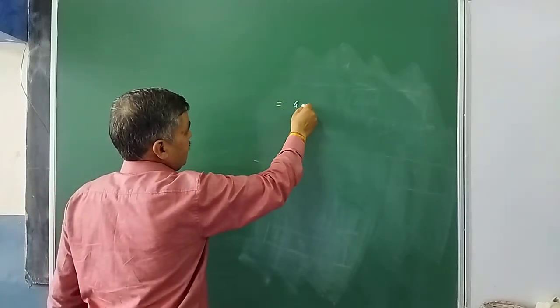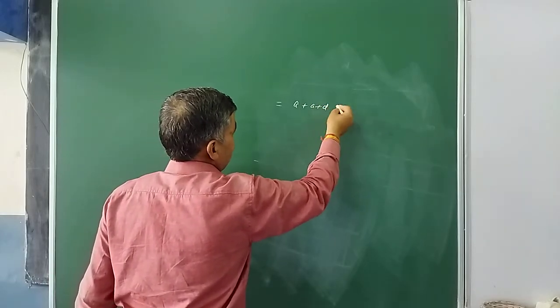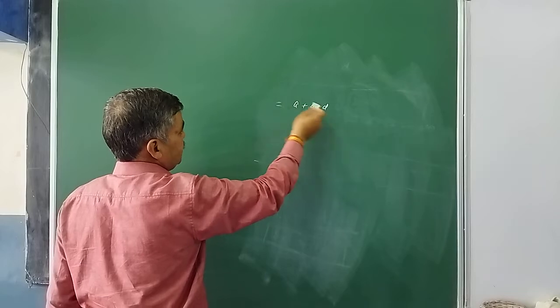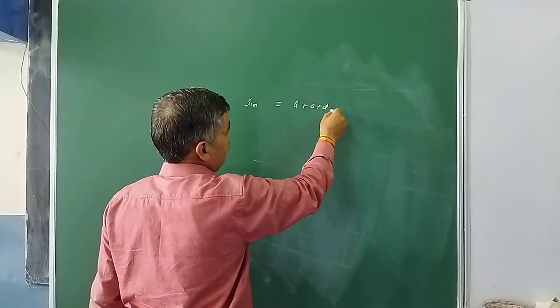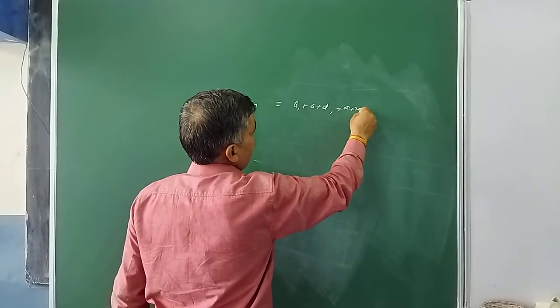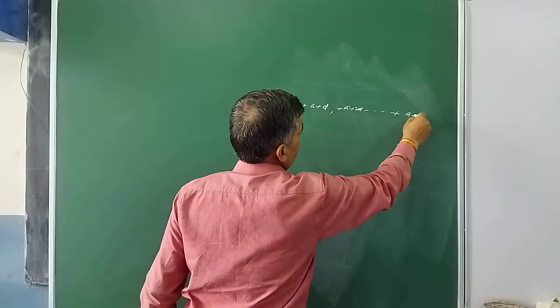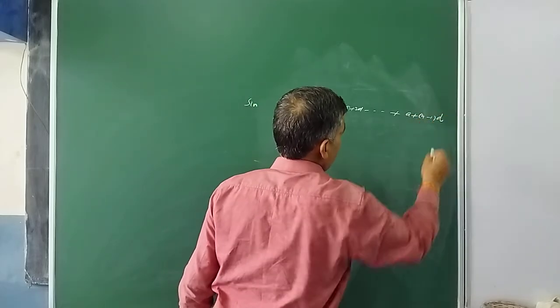Your AP is a, a plus d. This is the sum of 100 terms I am talking about, in AP in terms of a and d. Then it will be a plus 2d and so on. If you go to the last term, it will be a plus (n minus 1) into d.